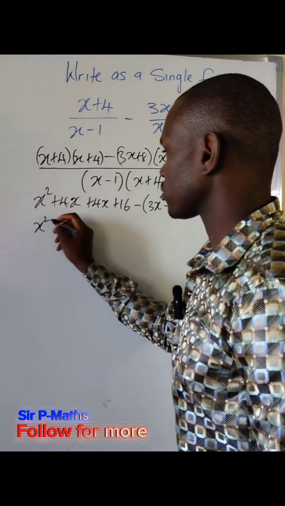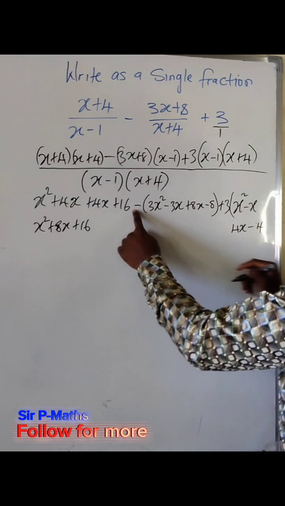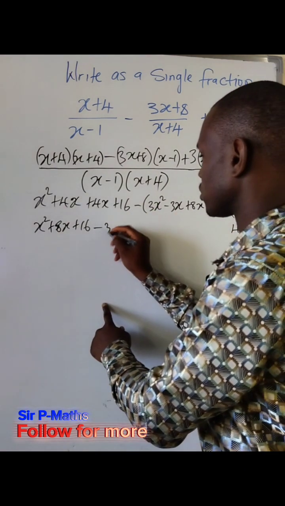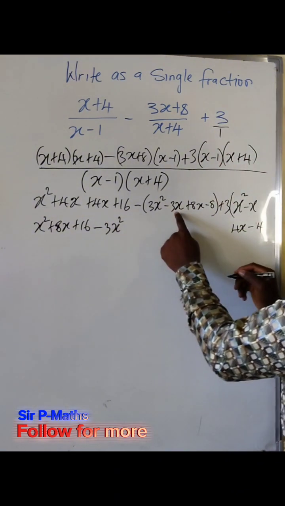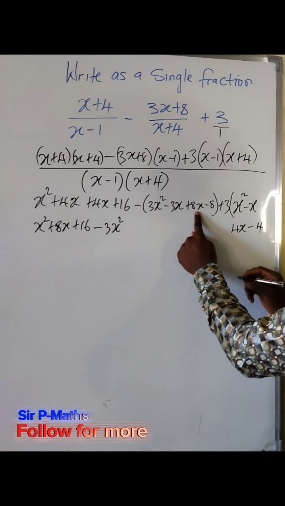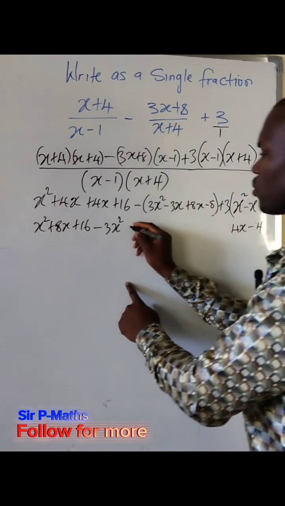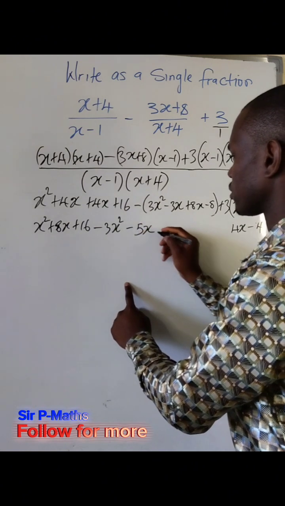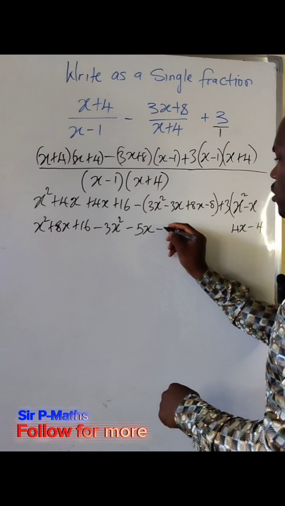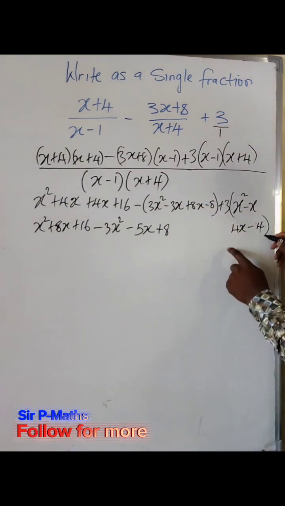So I'll have x squared plus 8x plus 16. Then let's open this bracket. Minus times positive will give me minus 3x squared. Then let's add here. Minus 3x plus 8x will give me positive 5x. Multiply it by negative, we have minus 5x. Then this minus multiply negative 8 will give me what? Positive 8.